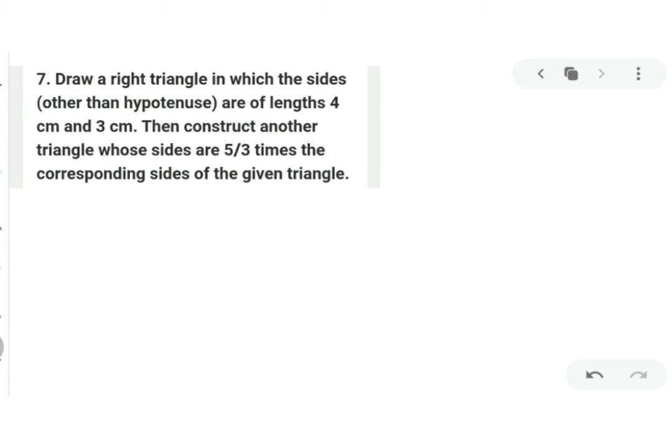Next we have problem number 7, which says you have to draw a right triangle in which the sides are of length 4 and 3. And then you have to construct another triangle whose sides are 5/3 times the corresponding sides, meaning a bigger triangle. The original will be smaller and the extended one will be bigger. Okay, let's start. You have to first draw the required triangle. So for that, first we take BC. BC I have taken 3 centimeter. And now you have to make 90 degrees. Yes, because it's a right angle triangle.